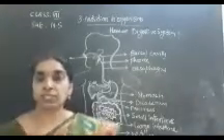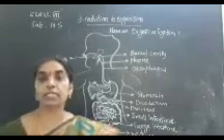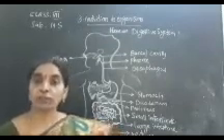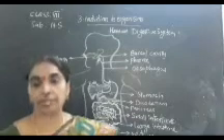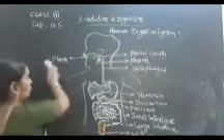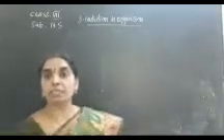Now, the next question is about the nutrition in amoeba. Show the flow chart of nutrition in amoeba. So, first of all, you should know what is amoeba. Amoeba is a unicellular organism. All the cell activities or the life processes are performed by the single cell.